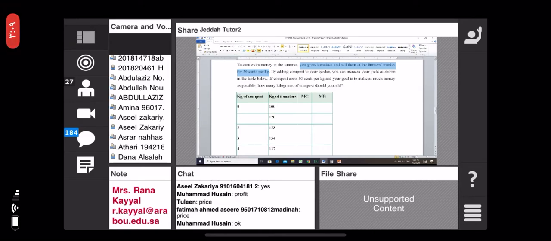So this is the point that I have to highlight. The marginal benefit or marginal revenue, meaning the money I will be getting, is the price. So per kilogram, I'm getting 30 cents. By adding compost to your garden, let's say X, that will improve the production. If compost costs 50 cents per kilogram, a kilogram of compost will cost me 50 cents.